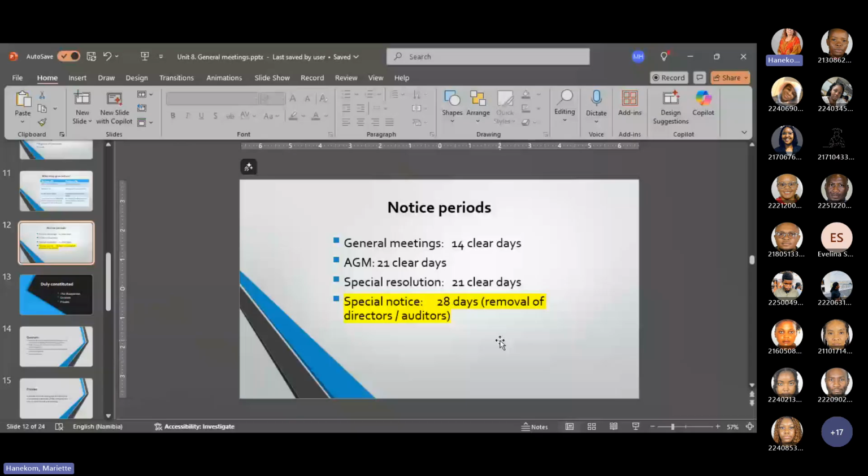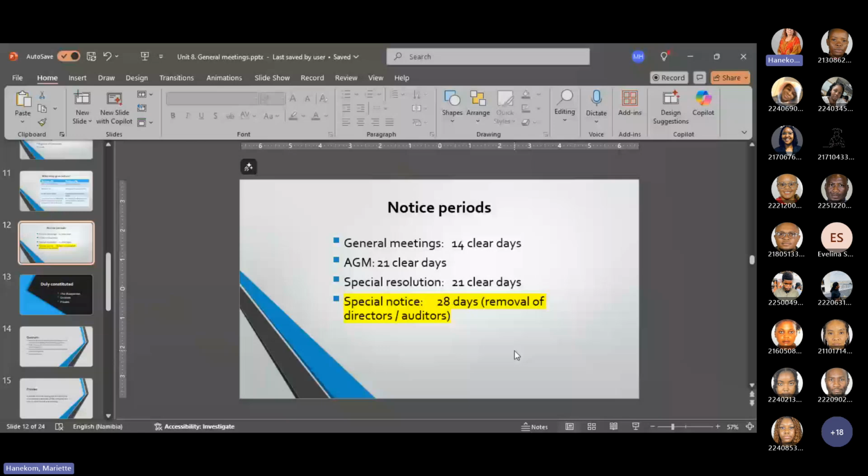Special notice is used only, exclusively, if the purpose of the meeting is the removal of directors or the removal of the company auditors. Then special notice is required, which is 28 days. Otherwise, if it's a special resolution, 21 clear days, annual general meeting, 21 clear days, general meetings, 14 clear days.